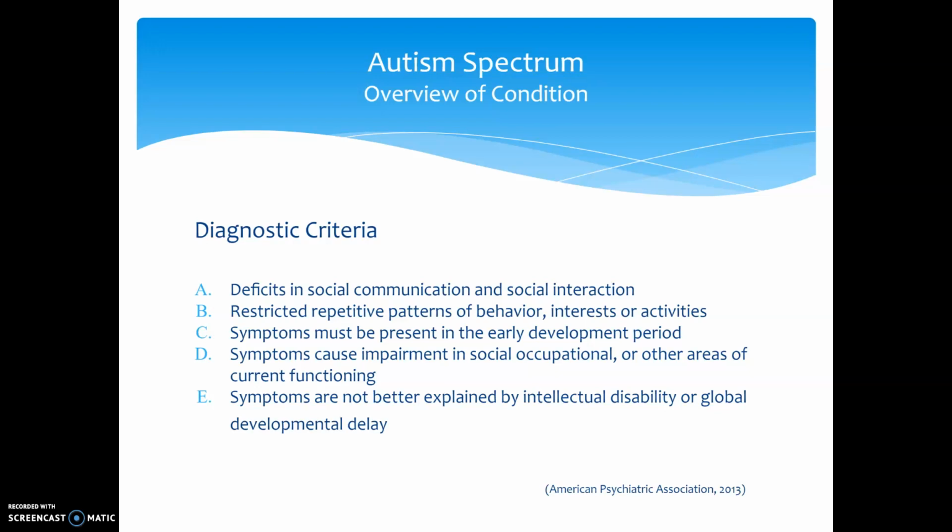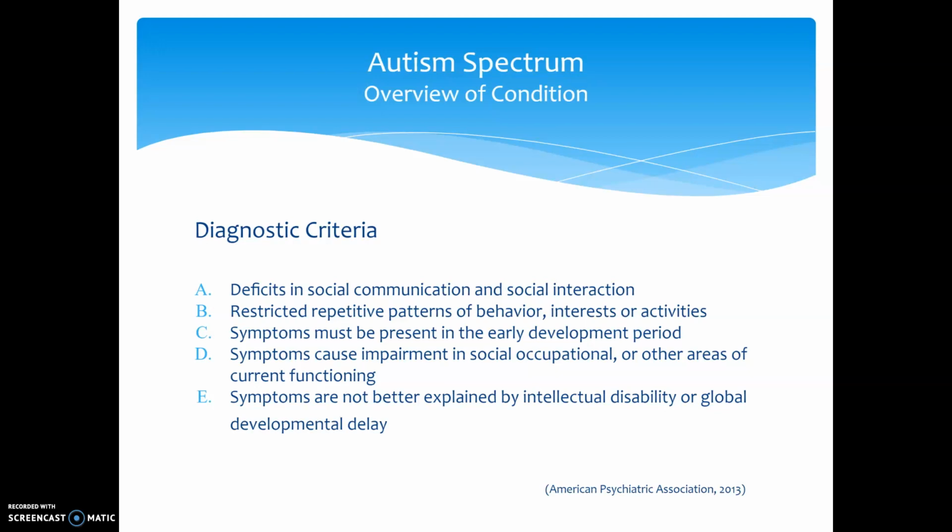The next criteria is that symptoms must be present in the early developmental period, but may not become fully manifest until social demands exceed limited capacities, or may be masked by learned strategies later in life. The next criteria is that symptoms cause clinically significant impairment in social, occupational, or other important areas of current functioning.